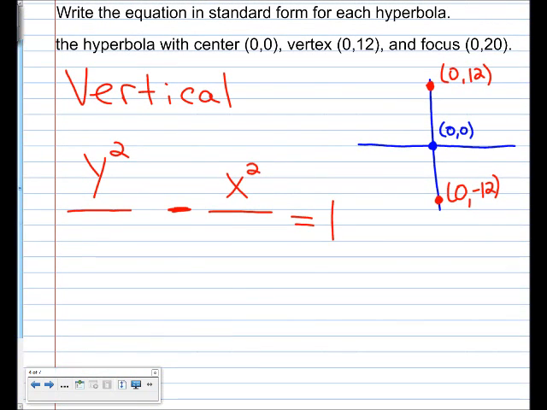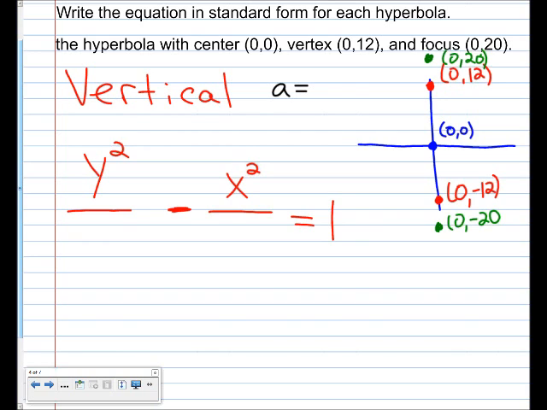All right. The other thing it gives me is a focus point. Where is my focus point? 0, 20. So there's a focus point. Where's the other focus point? Very good. All right. So we can go ahead and write down what A is equal to. Do you know what A is equal to?